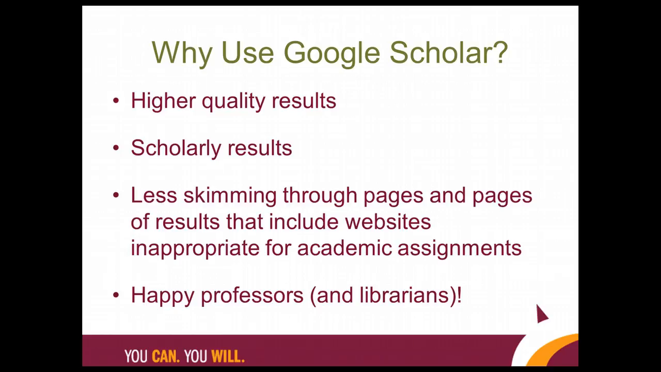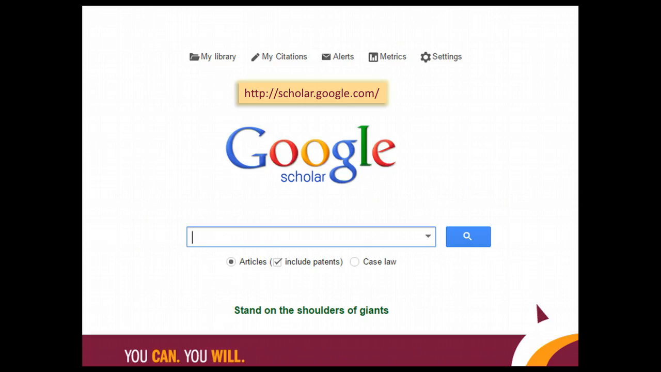Google Scholar is a search engine, just like its parent search engine, Google. The primary difference between Scholar and other search engines is that Scholar returns results of a much higher quality, including scholarly journal articles, books, and law reviews. With Scholar, you'll spend less time trying to find appropriate resources for your research. You can access Scholar at its URL, scholar.google.com.